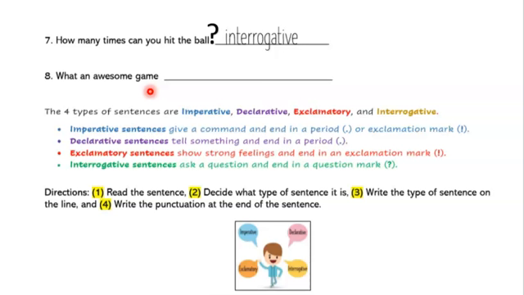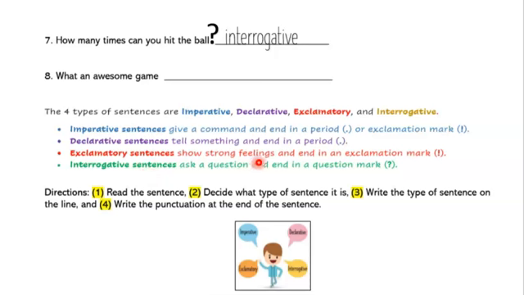Cool. So now we have to decide what type of sentence this is. Does this sentence give us a command? Is it an imperative sentence? Does it tell us something? Is it a declarative sentence? Does it show strong feelings? Is it an exclamatory sentence? Or does it ask us a question? Is it an interrogative sentence?